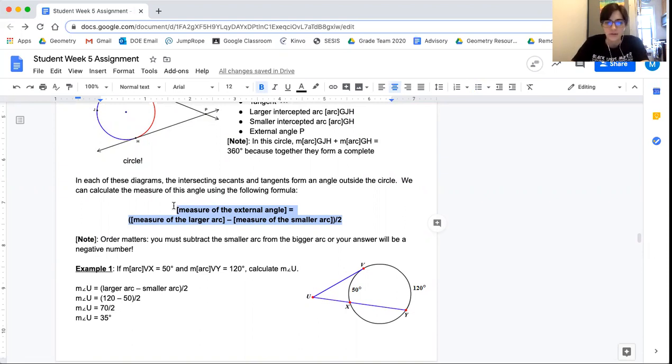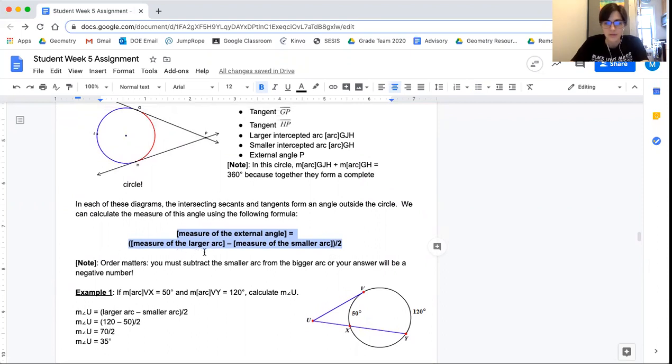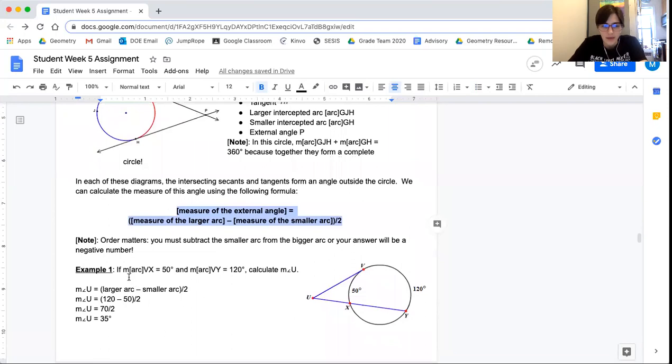The measure of an external angle equals the measure of the larger arc minus the measure of the smaller arc, divided by 2. So here's an example we can look through together. If we have arc VX right here, and that's 50, and we have arc VY right here, and that's 120, we can plug these values in to find this external angle, the outside angle.